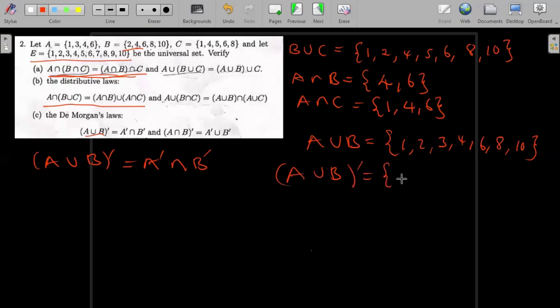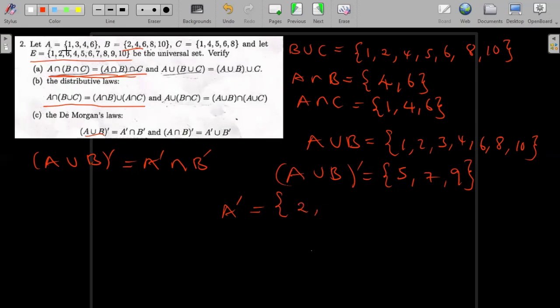If I check, the elements are 5, 7, and 9. So this is what makes up the complement. Then now, let me check the other one. So now I have to have my A complement. So my A complement, elements that are not in A but are in the universal set. And if I list those elements that are not in A but are in the universal set, I'm going to have that my A complement, I'll have 2 there.